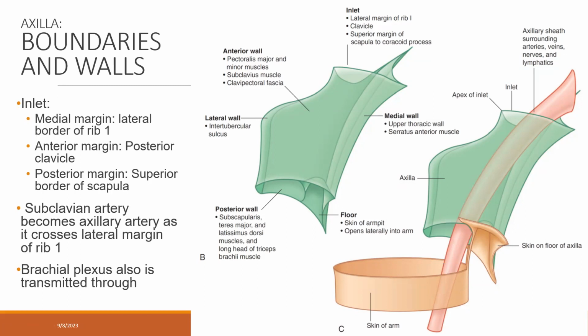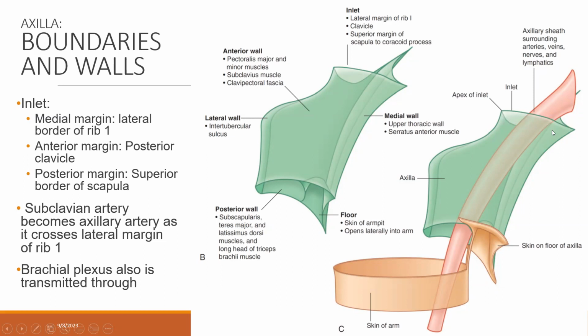All right, so now let's talk about the inlet. This is the inlet right here. And this inlet right here, the medial margin of it is the lateral border of rib 1. The anterior margin is the posterior clavicle, and the posterior margin is the superior border of the scapula. In other words, this inlet is in between the clavicle and the first rib, okay? And so sometimes it is called the costoclavicular recess, if you will, or that's what it's called in Vietnamese, okay? But you just need to learn that it is the axillary inlet, which is just back here, okay?